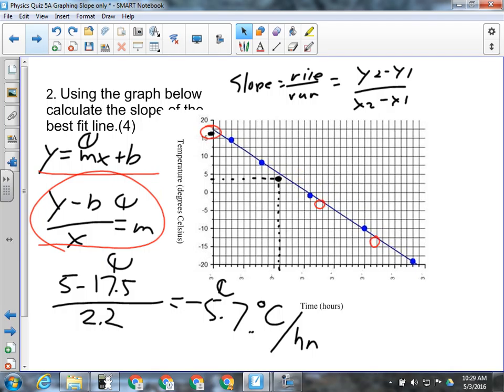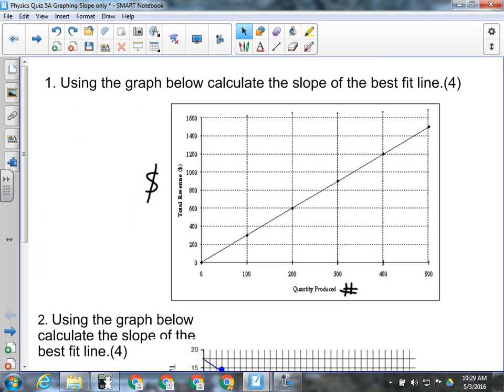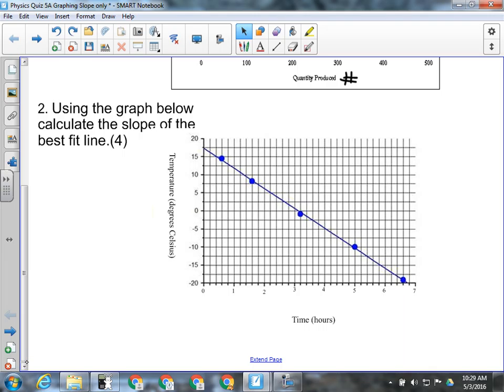No, I don't know what it is. Lost my units on that one. Sorry, I gotta look back here.